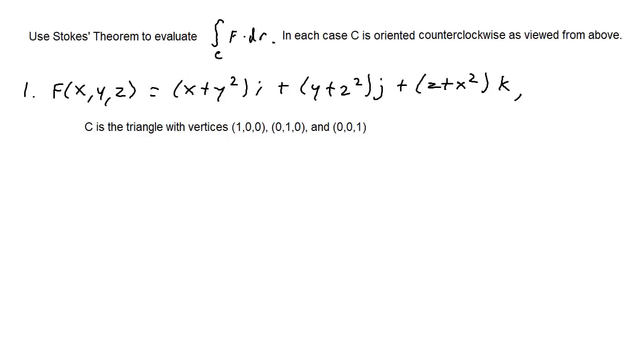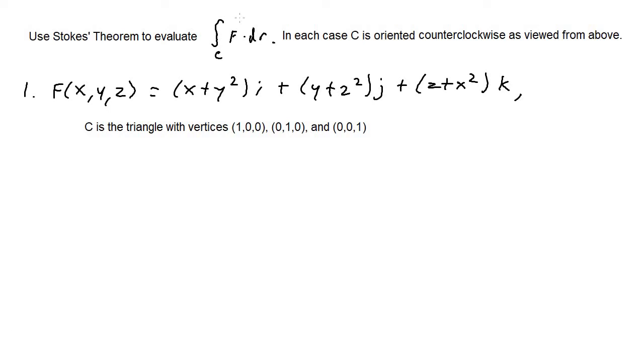So now for these next set of problems, let's go ahead and use Stokes' Theorem to evaluate, this time, the line integral along C of the dot product of F and dr. And in each case, C is oriented counterclockwise, so remember counterclockwise means positive orientation, as viewed from above. So for number 1, we have the vector field F of x, y, z equals (x plus y squared) i, plus (y plus z squared) j, plus (z plus x squared) k. And then C is going to be the triangle with vertices (1, 0, 0), (0, 1, 0), and (0, 0, 1).